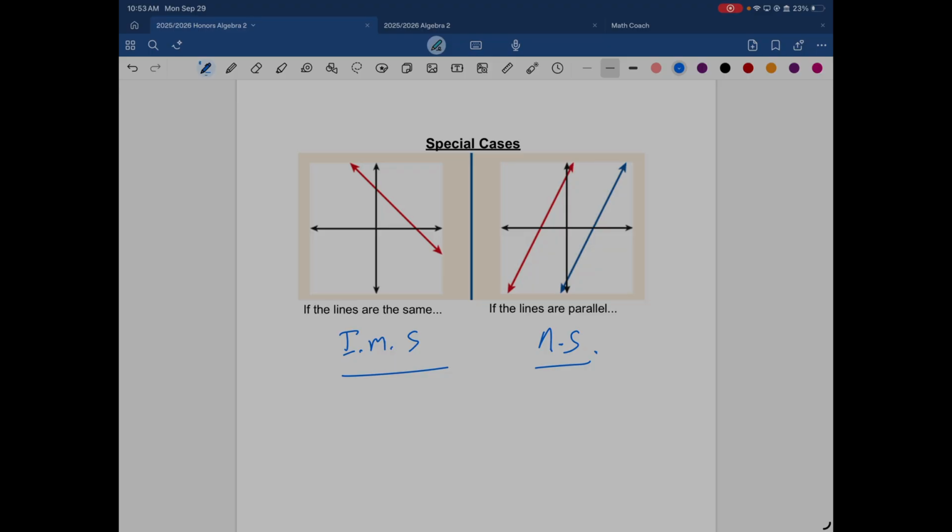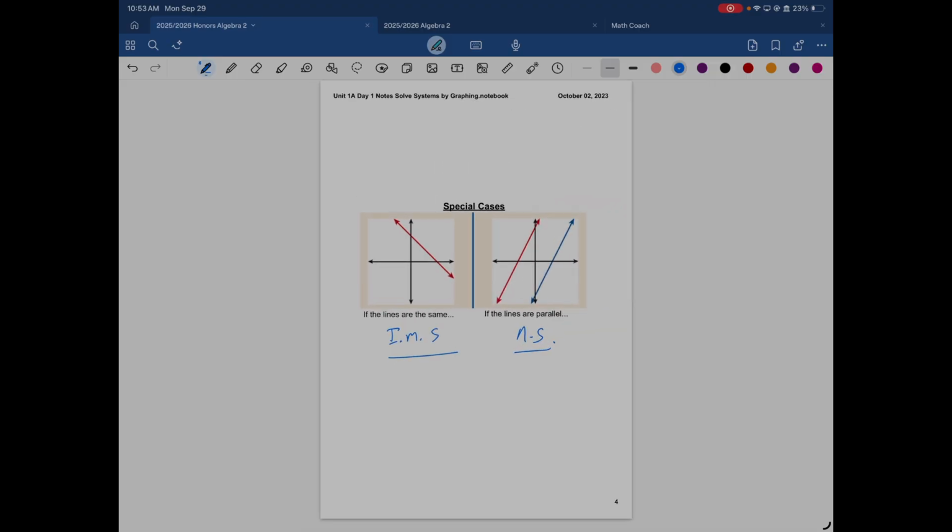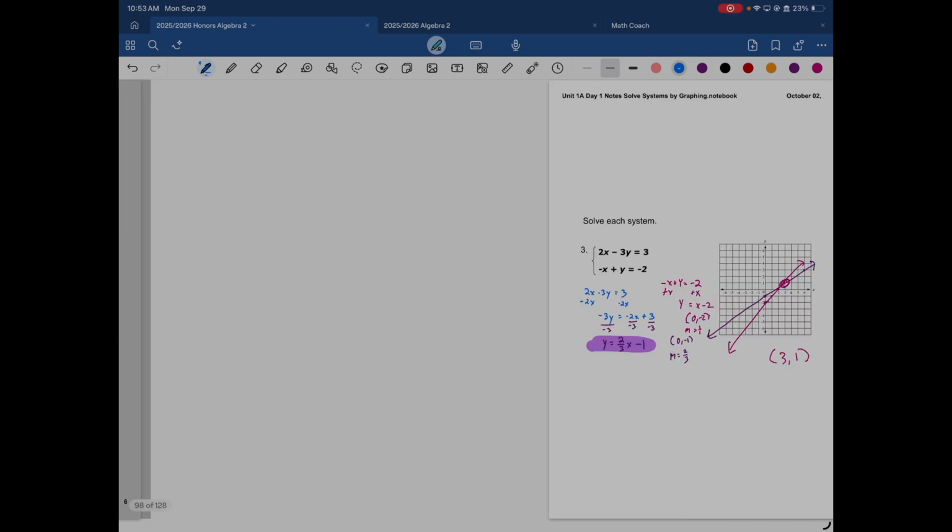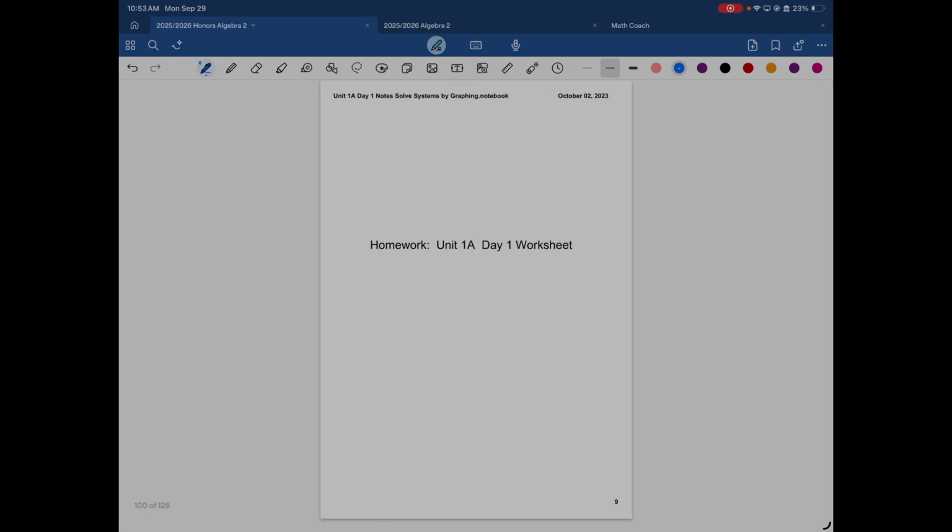Doesn't mean that everything's going to be a solution. It just means if it's a solution for one, it's going to be a solution for both, and it's going to be for all cases. So if I give it an x value for one of them, its y value is going to be the same for both of them. Okay. Any questions with graphing to solve systems of equations?